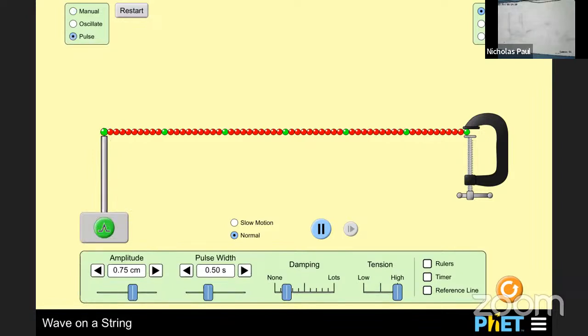So I'm going to move the string up. Let me just remove the tension. Watch what's happening there. It's slightly delayed. What happened to the wave as it reaches this point here? Can anybody tell me what happened to it? Let me just take off the damping. What happened to the wave as soon as it hits the fixed point?